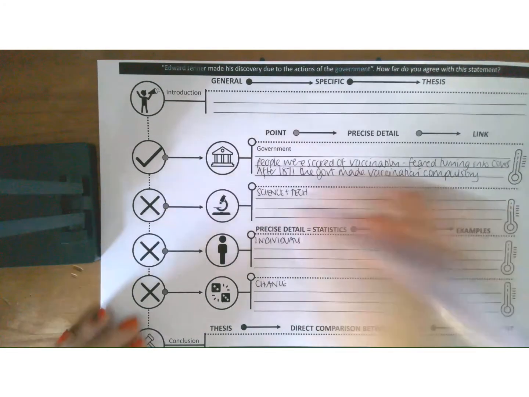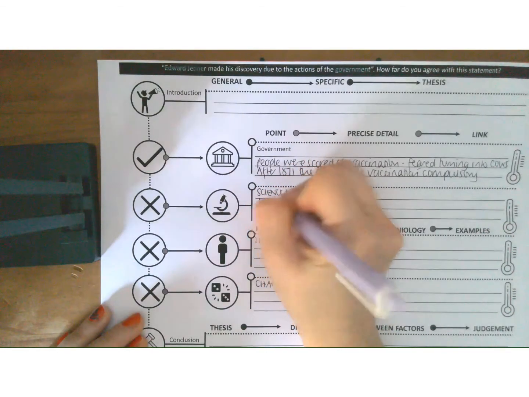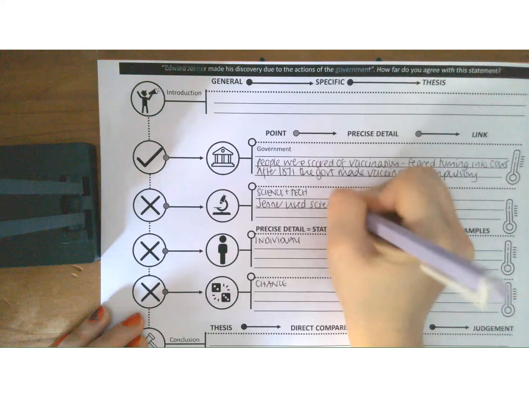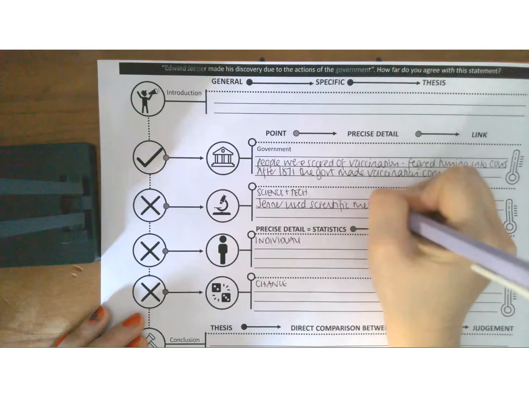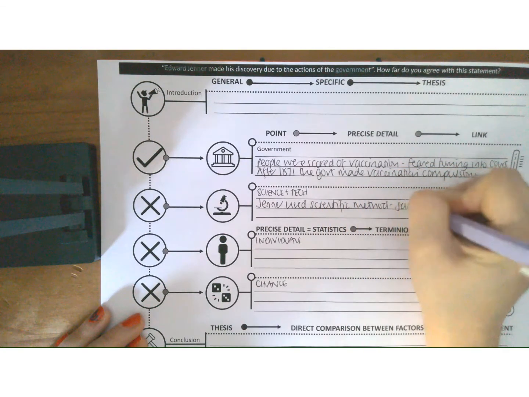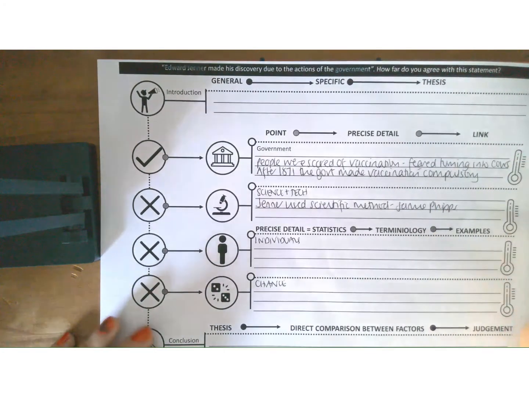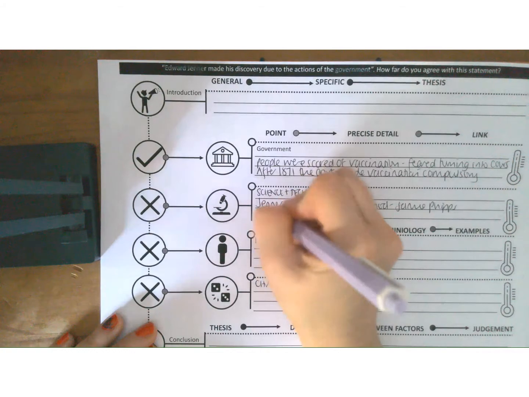Examples of science and tech is that Jenner used a scientific method. Although it would be frowned upon today, he tested this on James Phelps. When it works, this is when he formally publishes his findings.